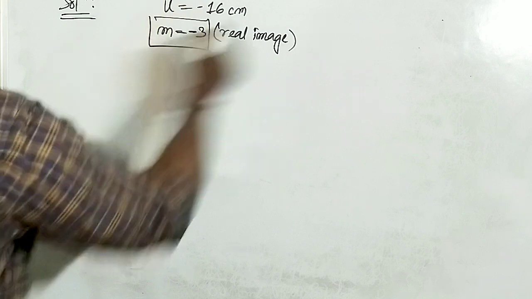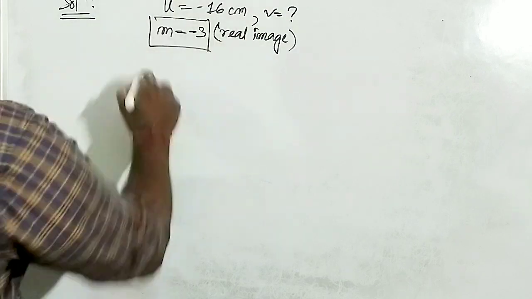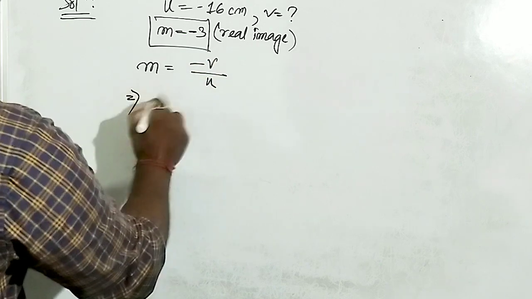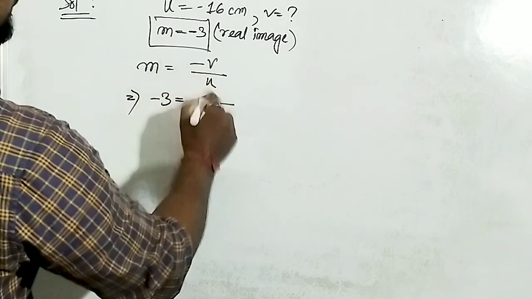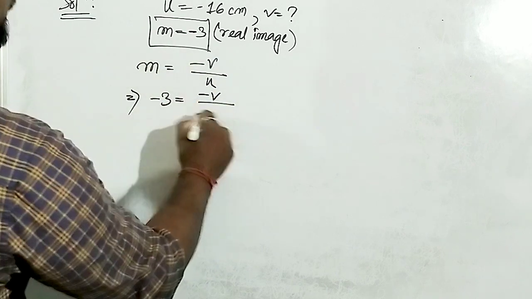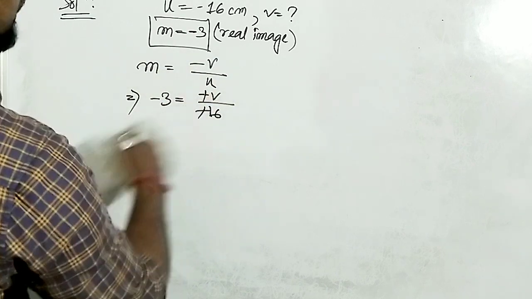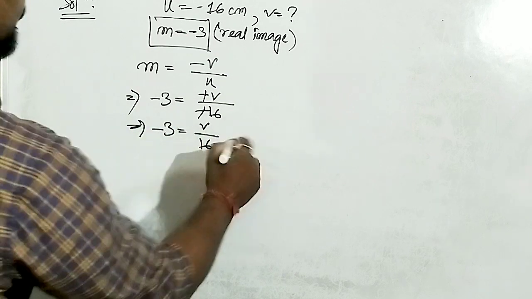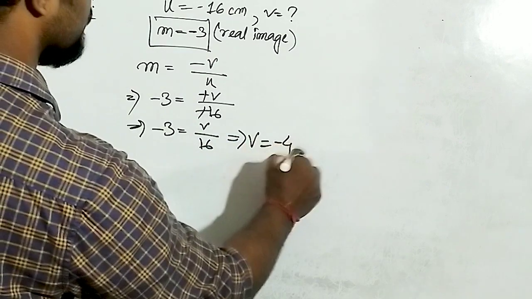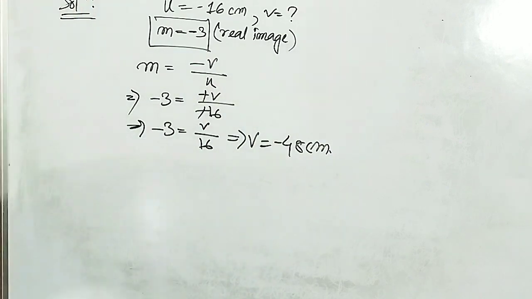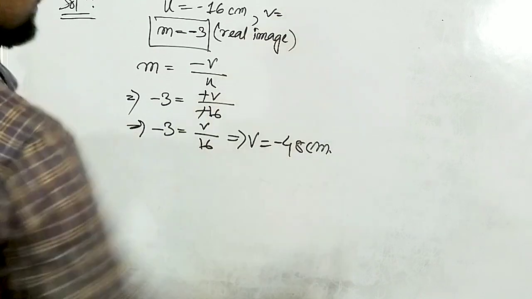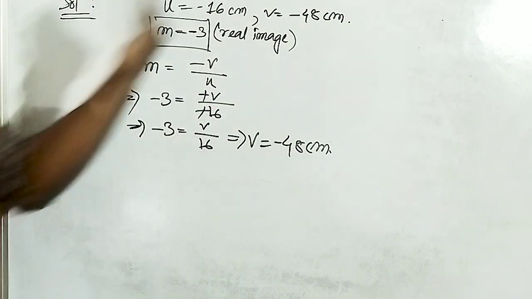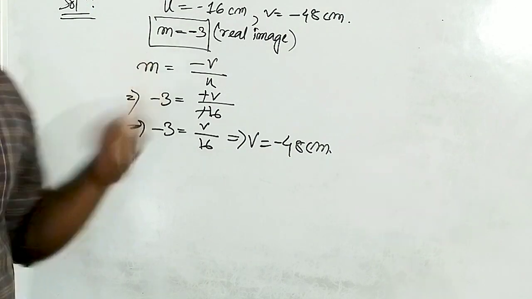So we have got u. We need v. We use the magnification formula m equals minus v by u. m is given as minus 3, and u is minus 16. First we cancel out the minus, so 3 equals v by 16. So what will v be? Simple, minus 48 centimeter. We got the image position as minus 48 centimeter. Minus means it will be on the left side of the concave mirror, right?